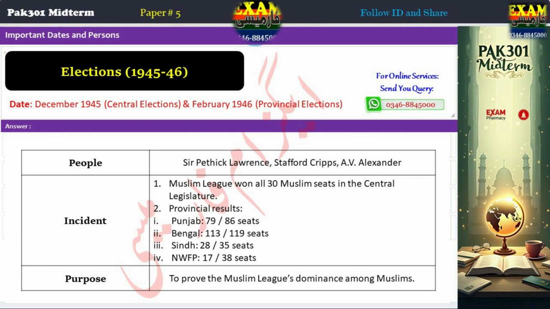Elections, 1945 to 46. Date: December 1945, central elections, and February 1946, provincial elections. Incident. The Muslim League won all 30 Muslim seats in the central legislature. Provincial results: Punjab, 79 out of 86 seats, Bengal, 113/119 seats, Sindh, 28/35 seats, and NWFP, 17/38 seats. Purpose: to prove the Muslim League's dominance among Muslims.